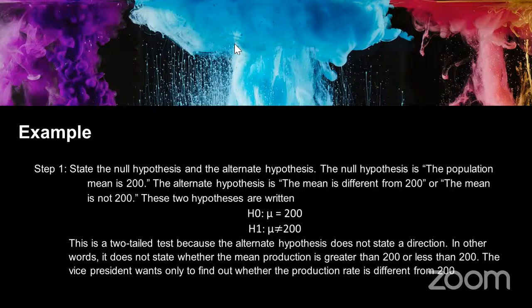Step 1. State the null hypothesis and the alternate hypothesis. The null hypothesis is the population mean is 200. The alternate hypothesis is the mean is different from 200, or the mean is not 200. These two hypotheses are written as H sub 0: mu equals 200, H sub 1: mu not equal to 200. This is a two-tailed test because the alternate hypothesis does not state a direction. In other words, it does not state whether the mean production is greater than 200 or less than 200. The Vice President wants to find out whether the production rate is different from 200.